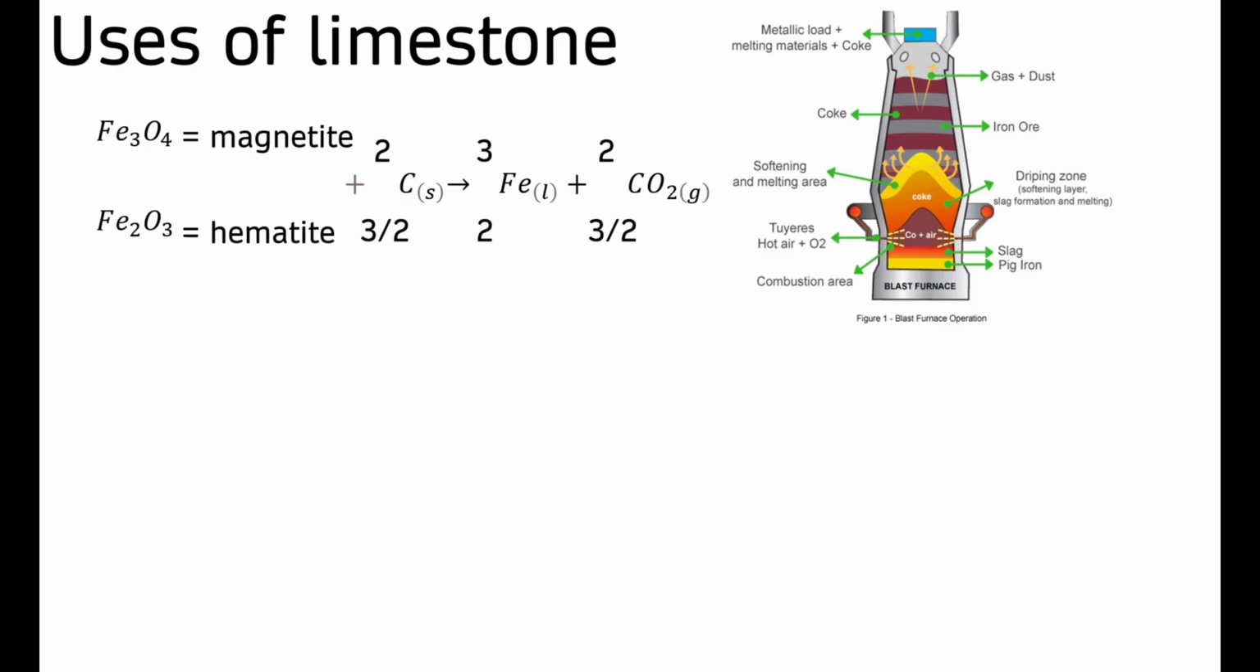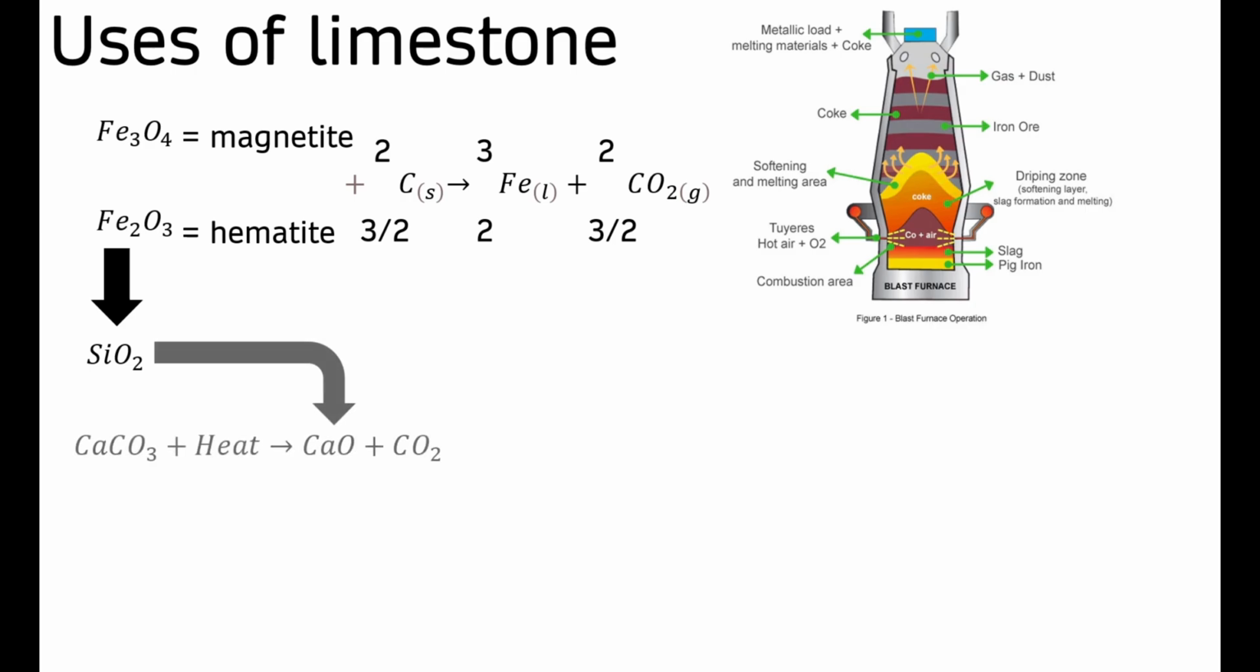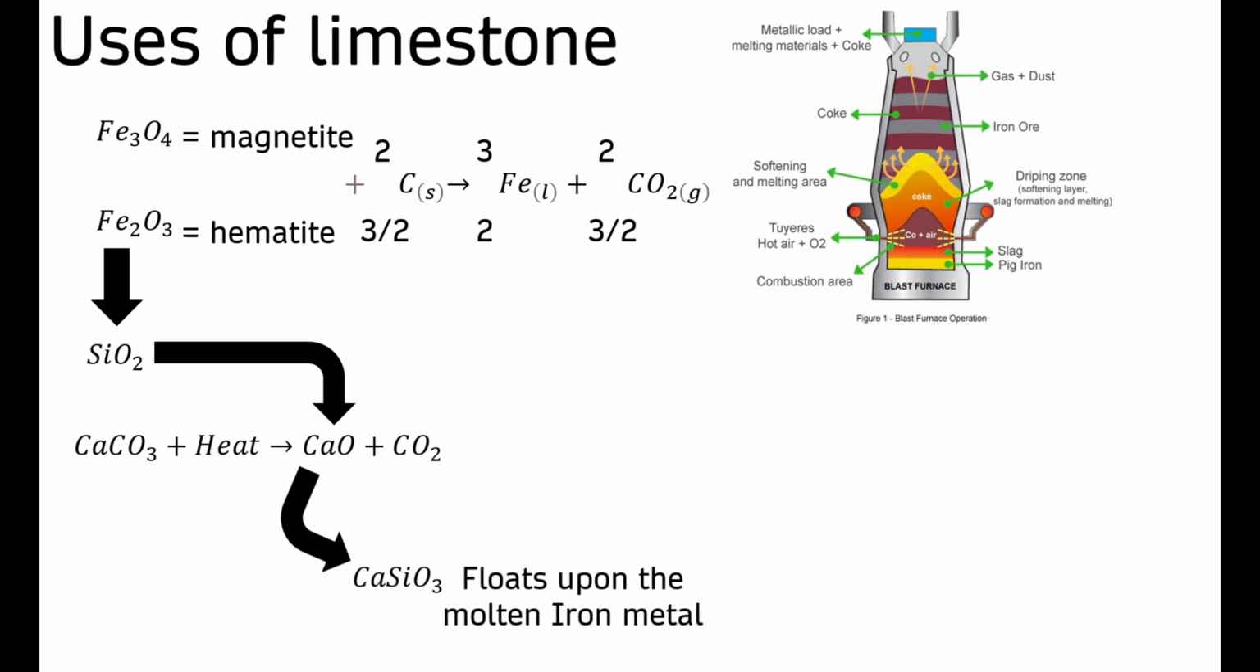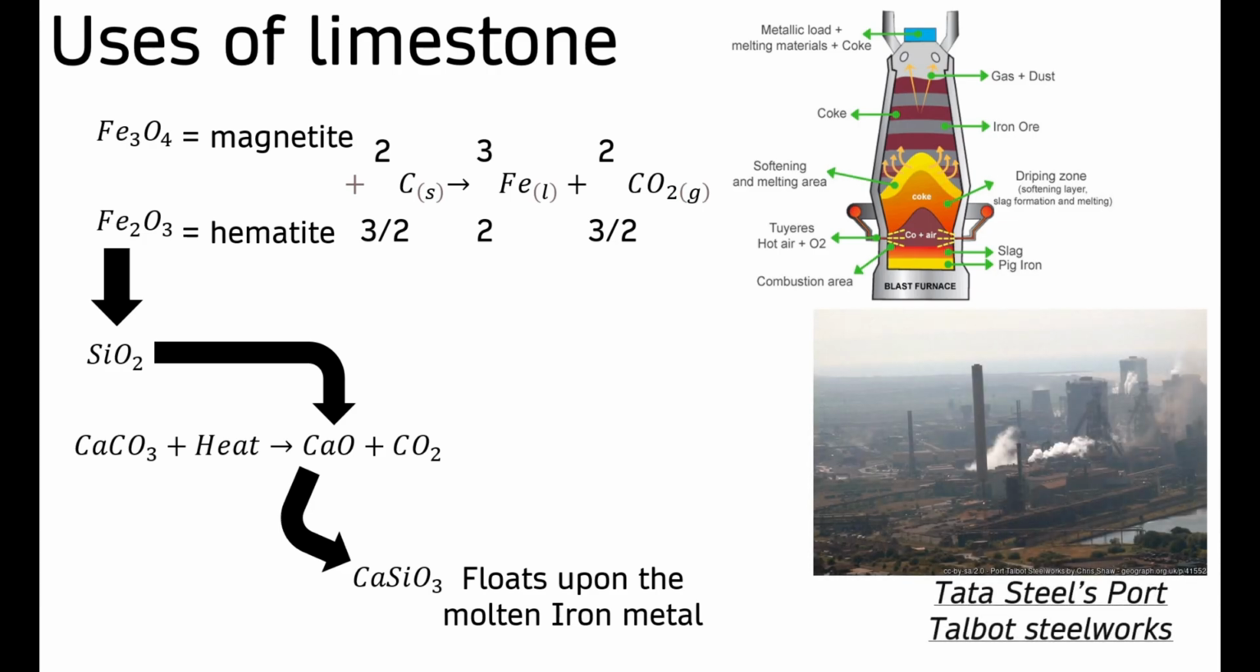However, one of the main impurities within the ore is silicon dioxide, otherwise known as sand or silica. This does not react with the carbon and therefore presents a problem. However, with the help of calcium oxide, the sand is removed as CaSiO3, calcium inosilicate, or slag. This floats above the molten iron and is easily removed. The biggest example of this process, here in Wales, is at Tata Steel's Port Talbot Steelworks.